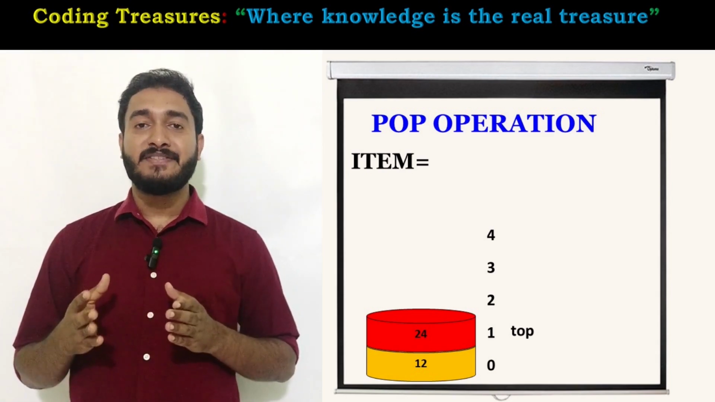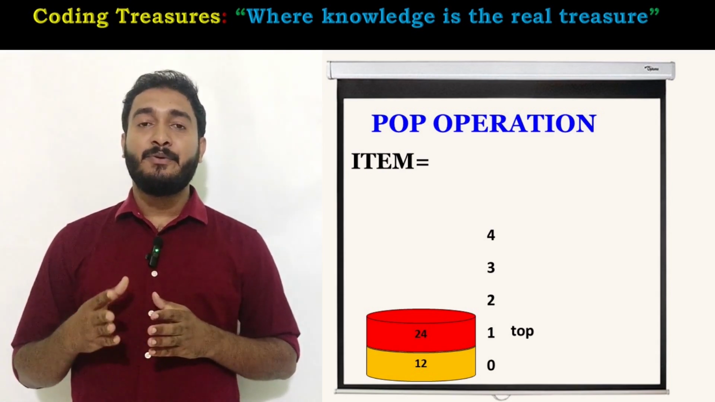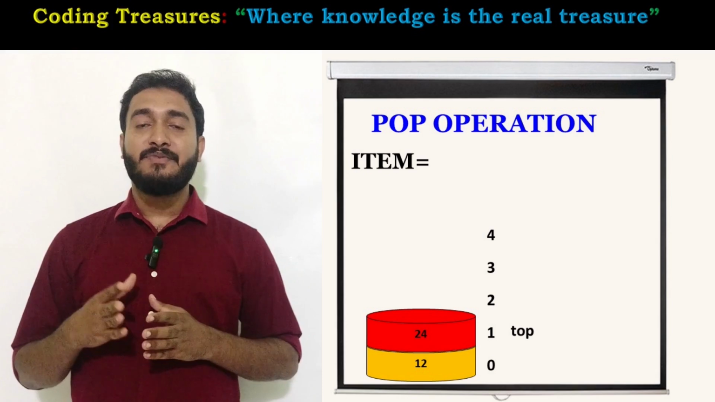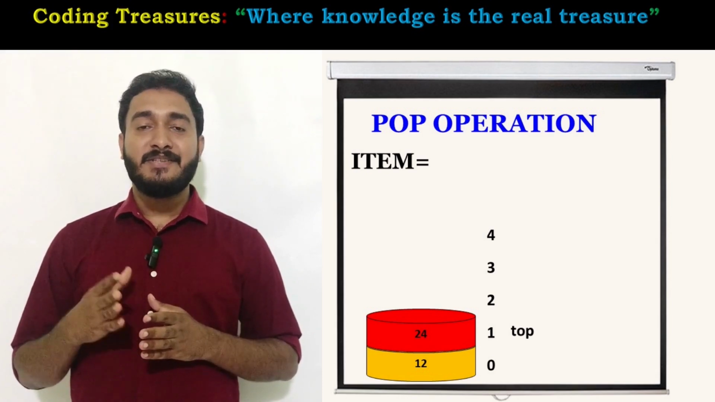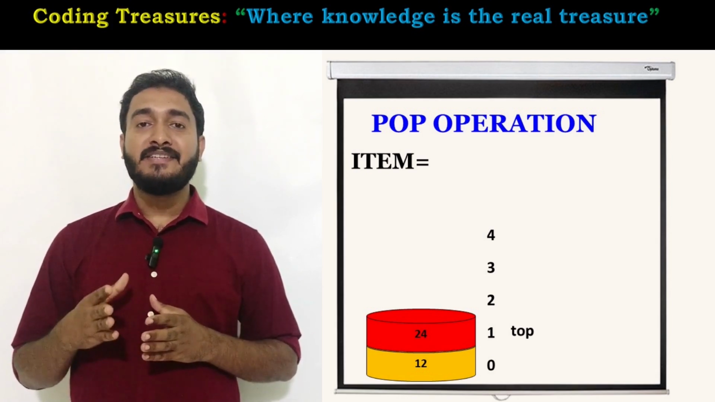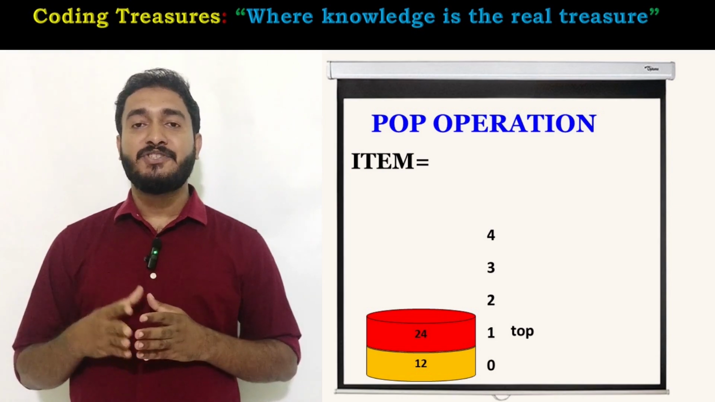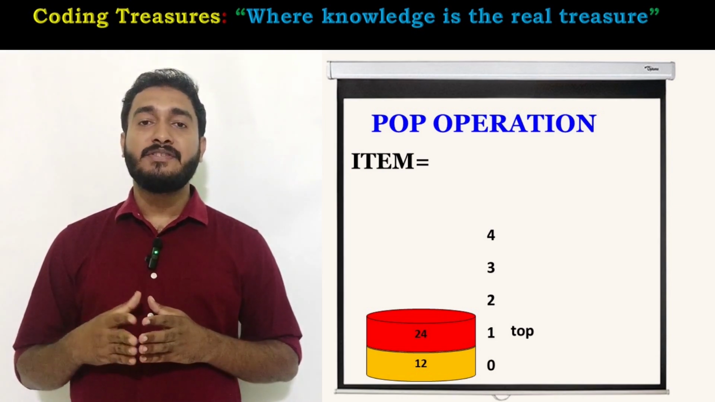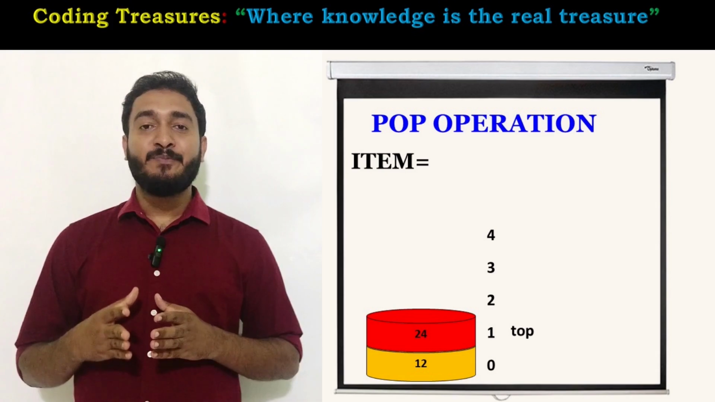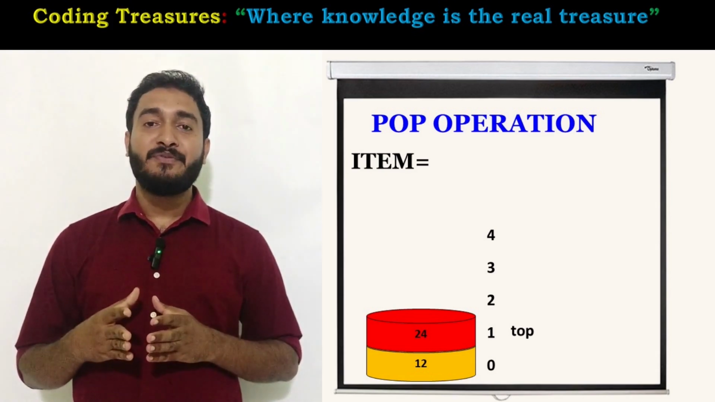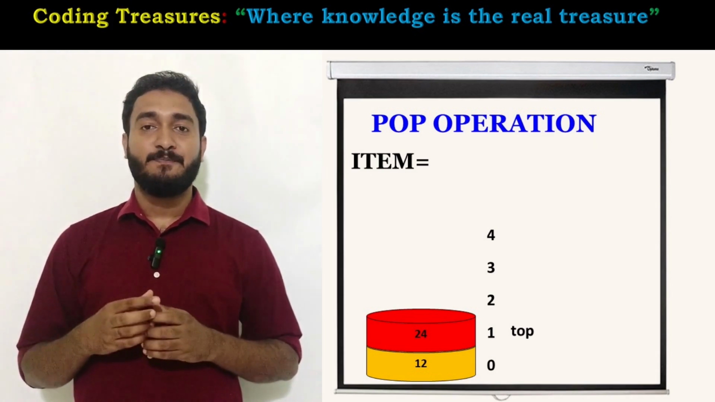Next we can go to pop operation. How many elements are present in the stack? There are only 2 elements. The first element stands at 0th position. The second element stands at 1st position. So the value of top is 1. Which element is at topmost position? The element 24 is at topmost position.